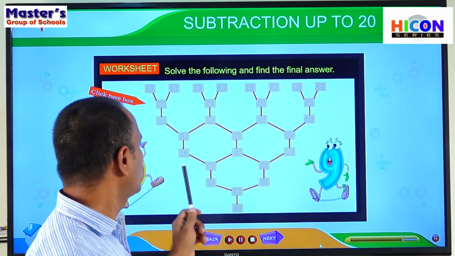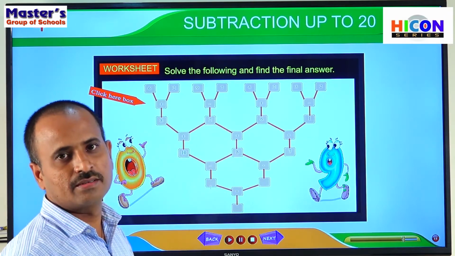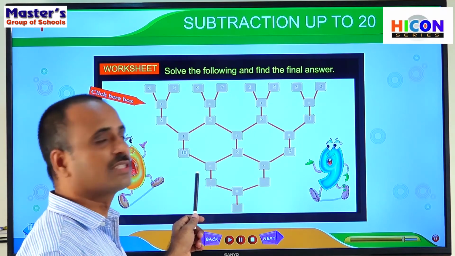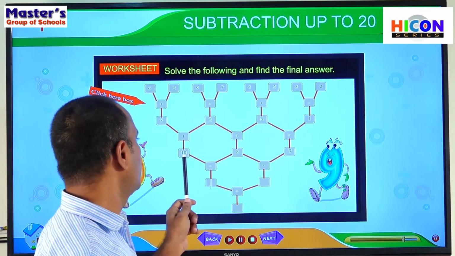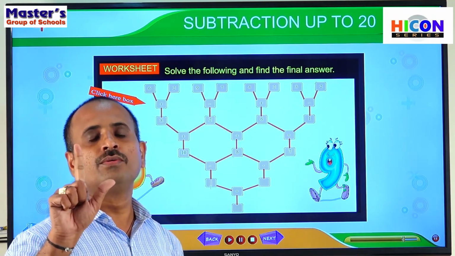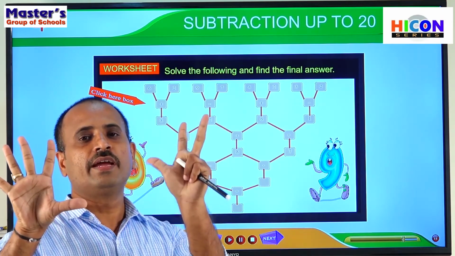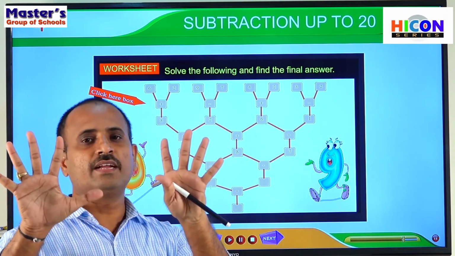Next, go to the next one. The first number is 10 and the second number is 8. They have given a symbol minus. So we have to do subtraction between 10 and 8. What is the first number? 10. So open 10 fingers of your hand. 1, 2, 3, 4, 5, 6, 7, 8, 9, 10. So these are the 10 fingers.